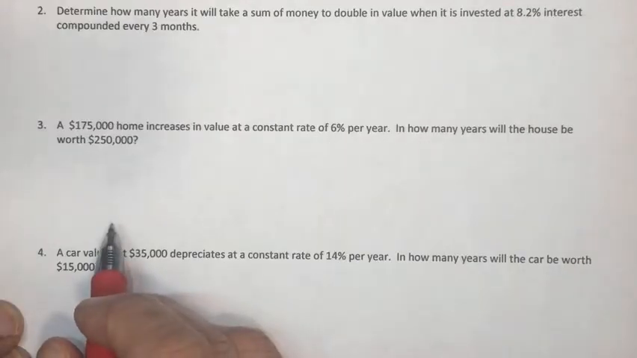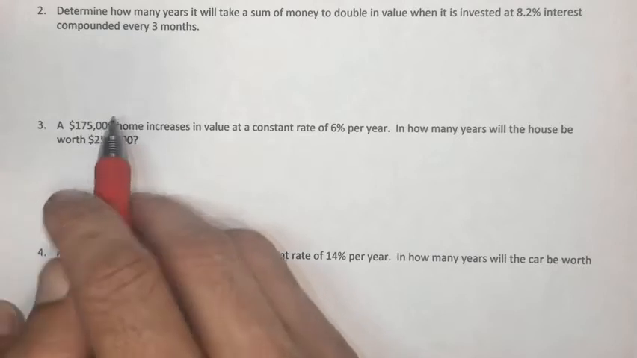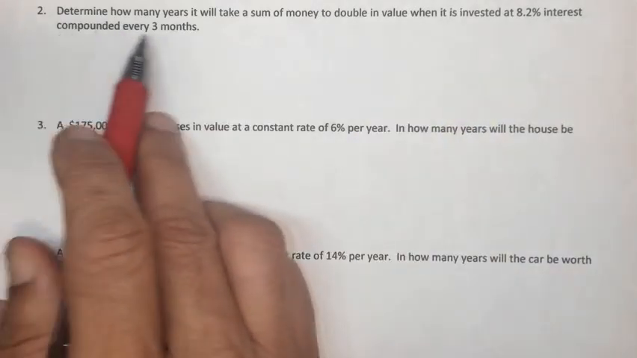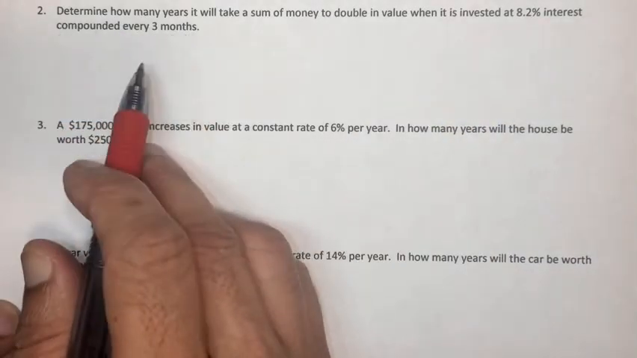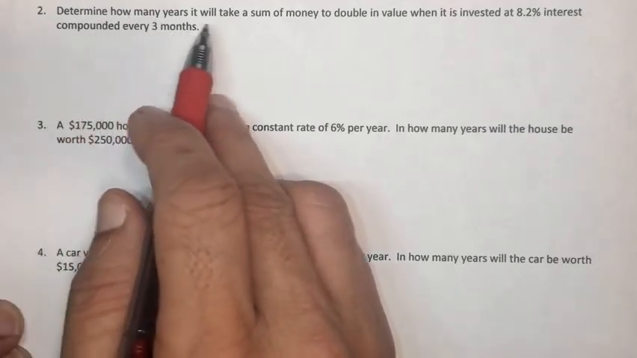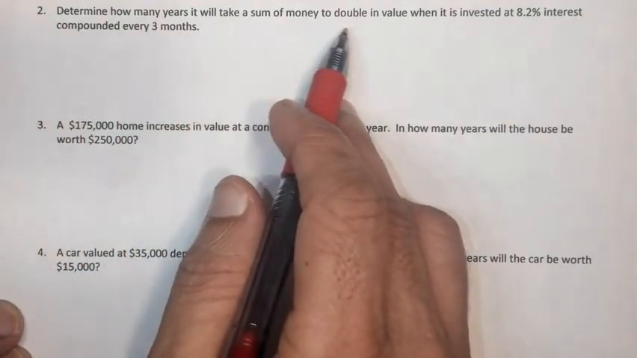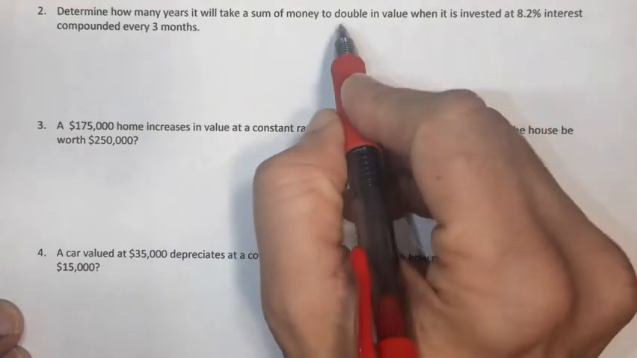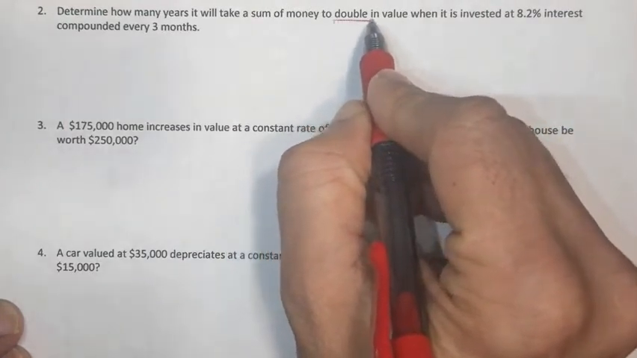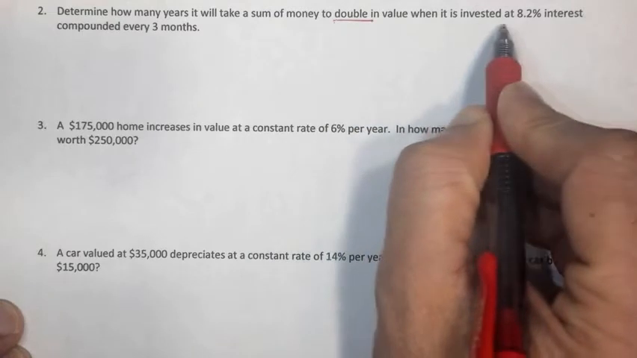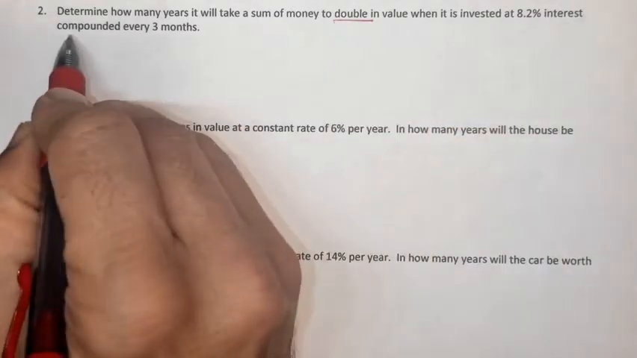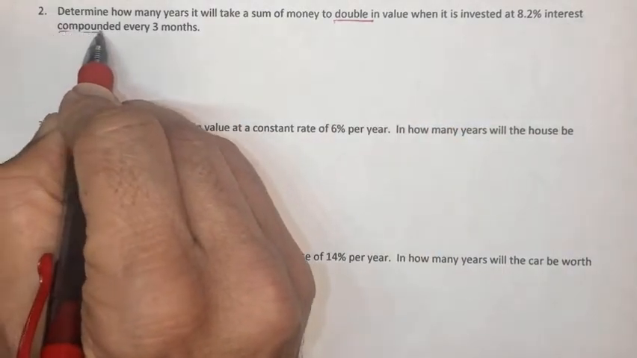Another example where the interest is compounded every 3 months. Determine how many years it will take a sum of money to double in value when it is invested at 8.2% interest compounded every 3 months. Just look at the keywords in here.